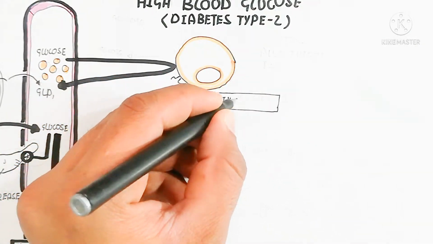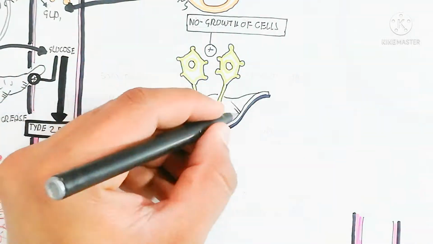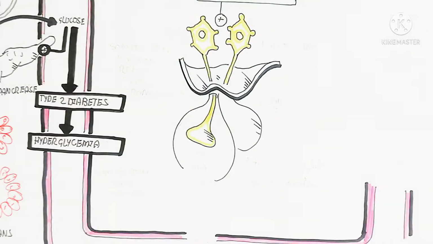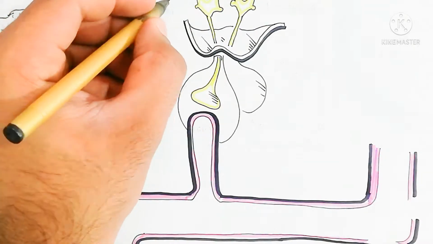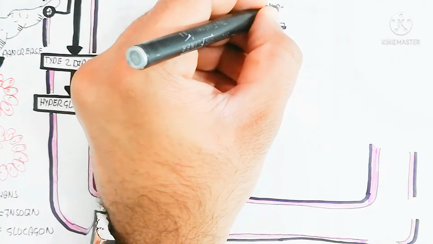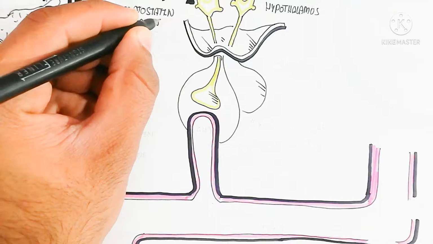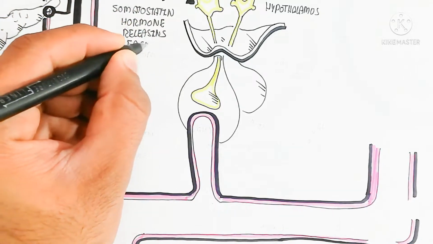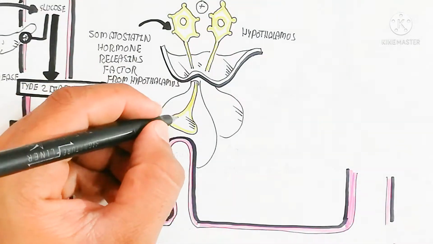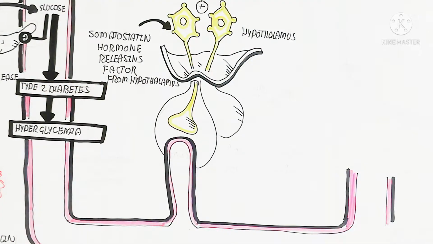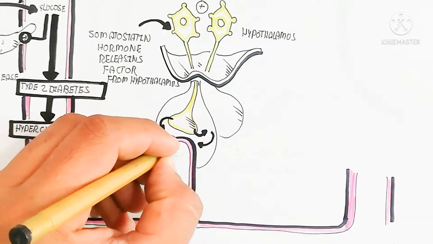The no growth of cells will trigger the hypothalamus to get growth. How is it possible? Here the somatostatin hormone releasing factor is released from the hypothalamus after the positive feedback of the non-growing cells. The non-growing cells stimulate the hypothalamus and pituitary gland to produce somatostatin. Somatostatin is also known as the growth hormone.